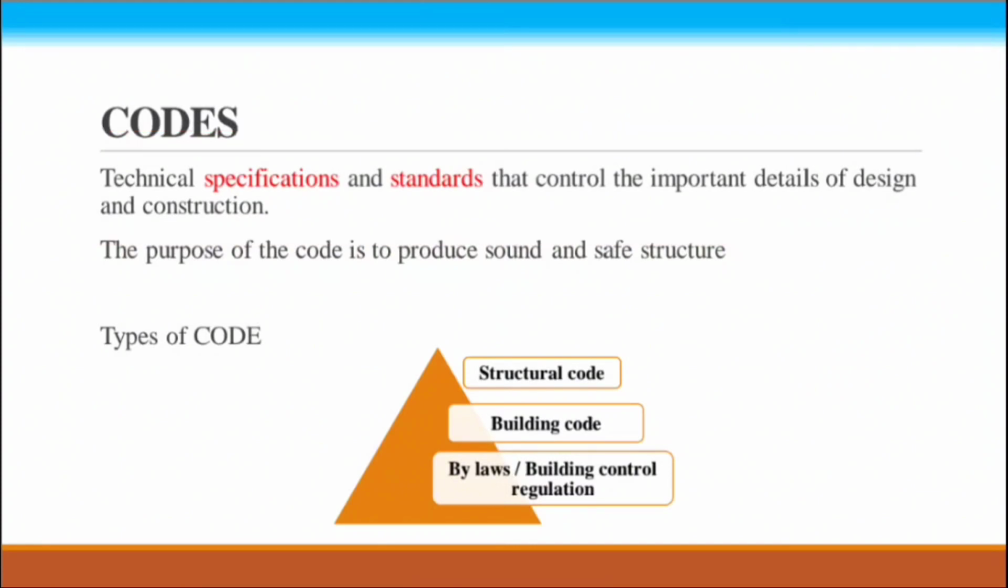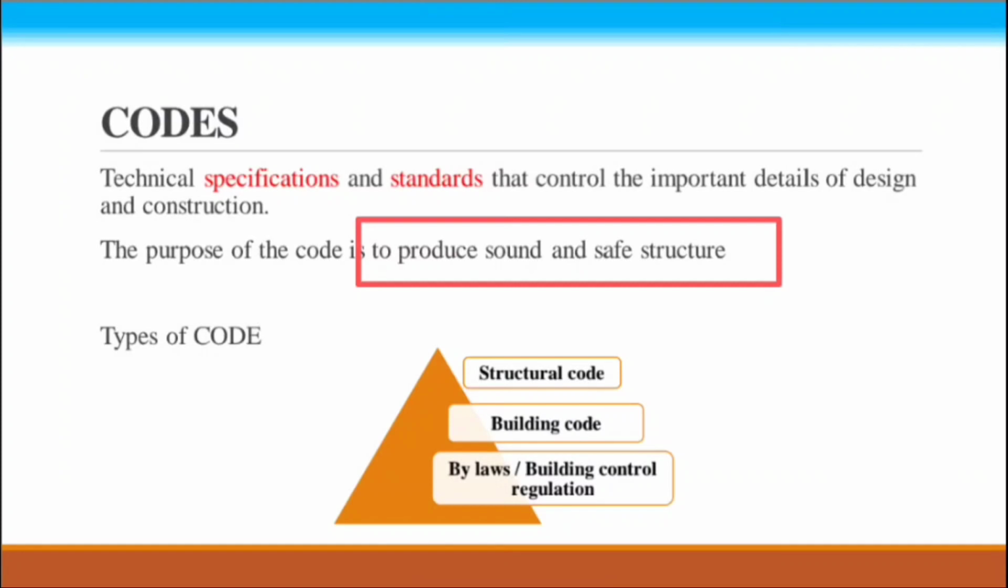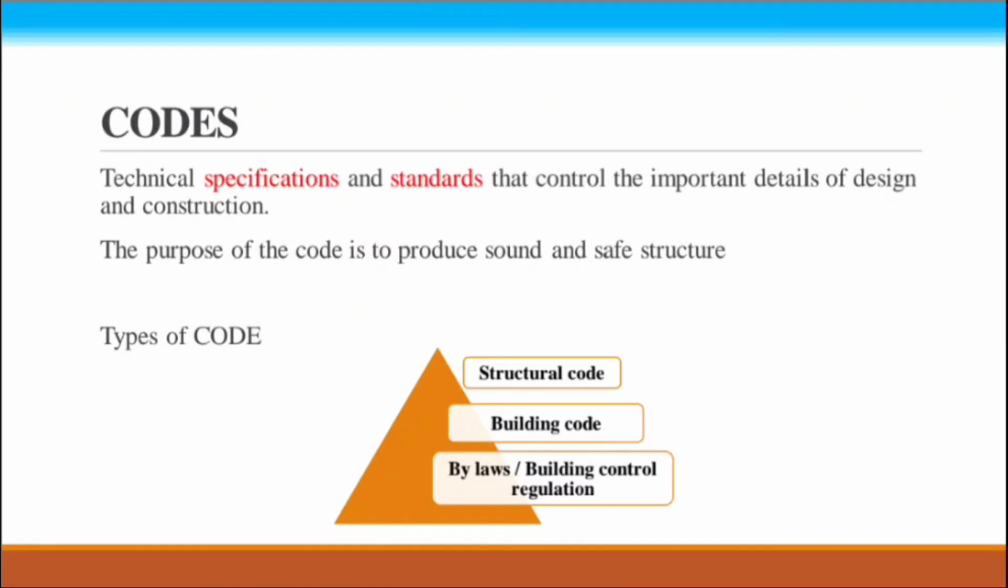The purpose of the code is to produce a safe and sound structure. I told you the structure should be safe against collapse and serviceability. So the purpose of the code is to produce a safe and sound structure. It should be economical too. Remember this, economy is also part of codes. There are different types of codes, which are generally produced by different researchers and specialists.